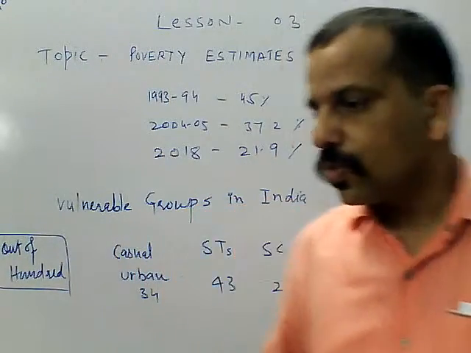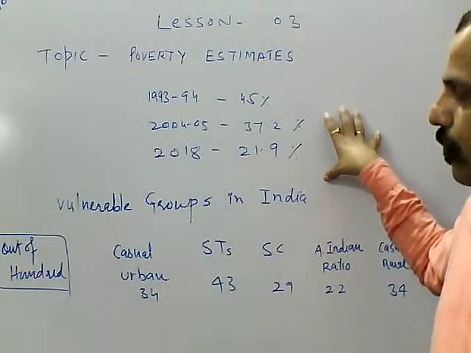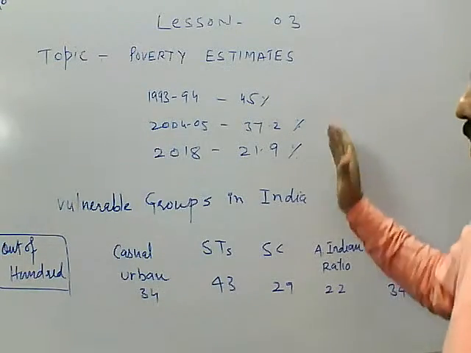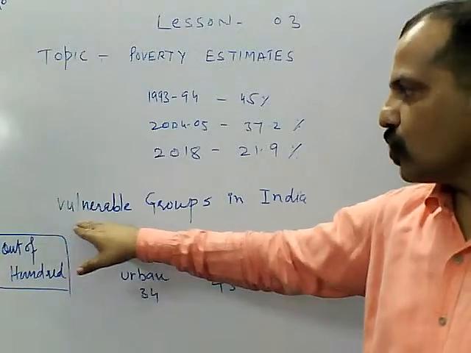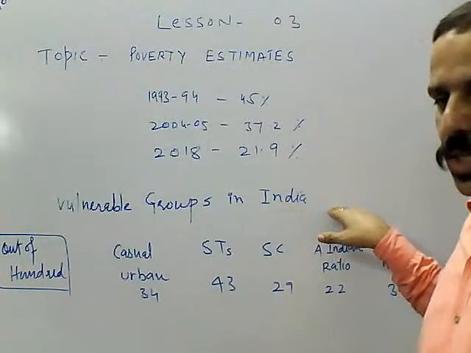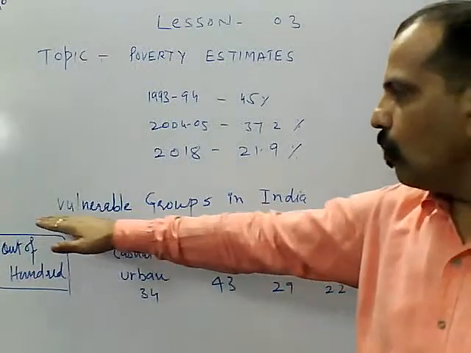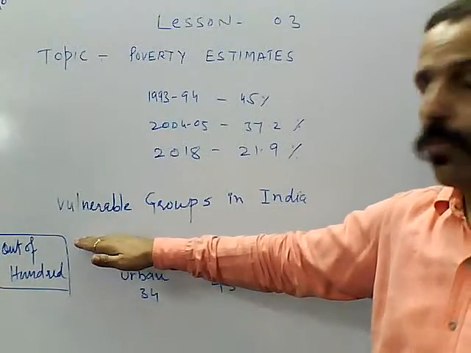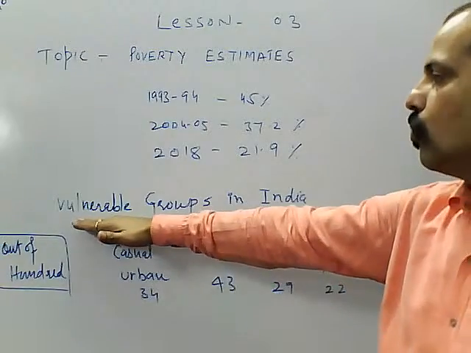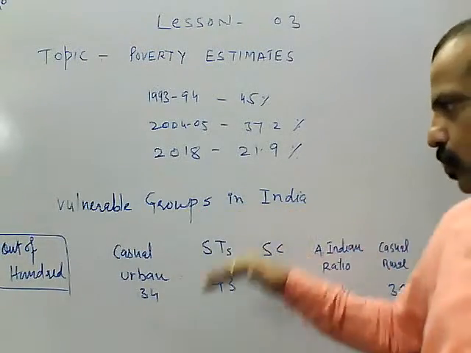So this is about the other points which I shared, in addition to the topic. The next topic is vulnerable groups in our country, those who are facing more risk of this poverty. Who are those groups?